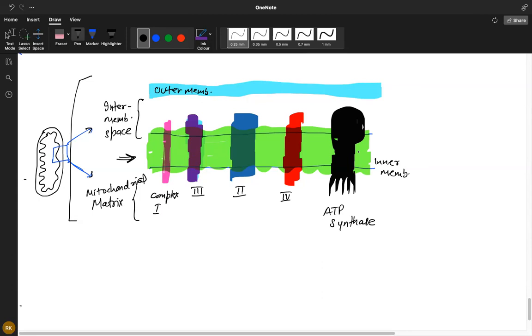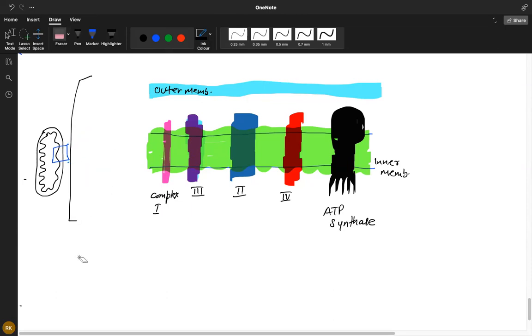Now what happens? Let's see. Should I remove some of these markings to make it a little clear? I hope you have noted this down, right? Everyone? Noted this? 1, 3, 2, 4 and synthase.